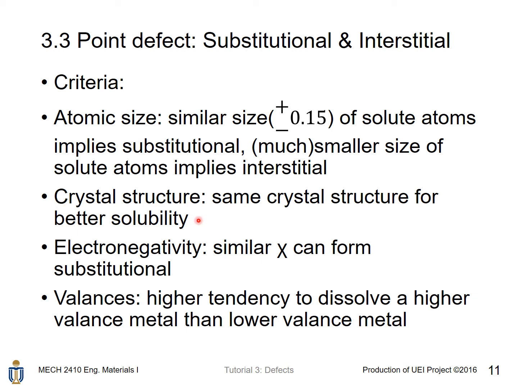Crystal structure: the same crystal structure will have a better solubility of the atoms. Electronegativity: for similar electronegativity, they will form substitutional impurities. Valence: there is a higher tendency to dissolve a higher valence metal than a lower valence metal in terms of those impurities.